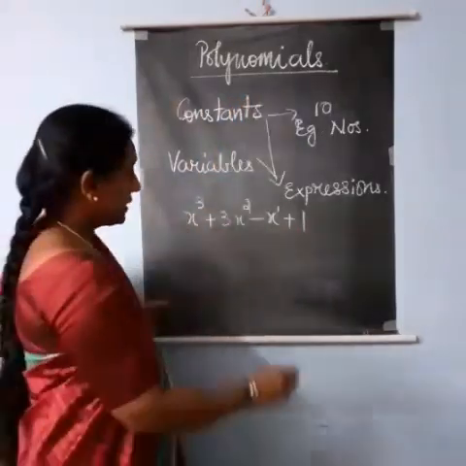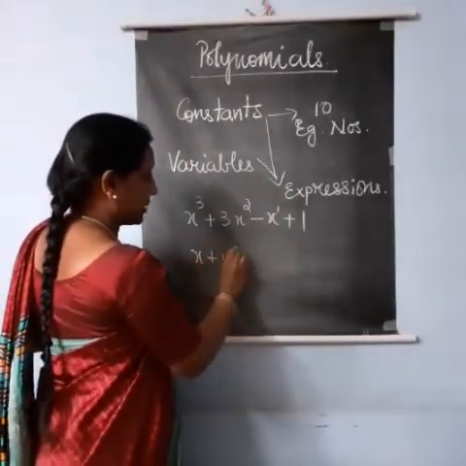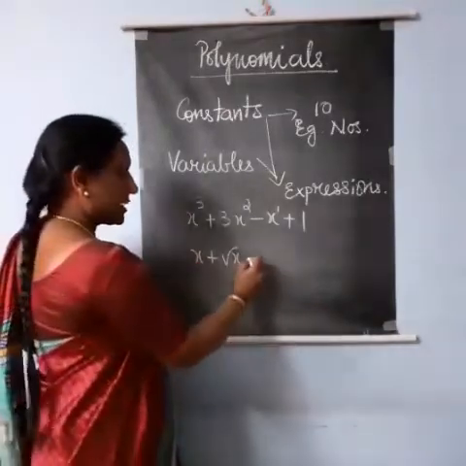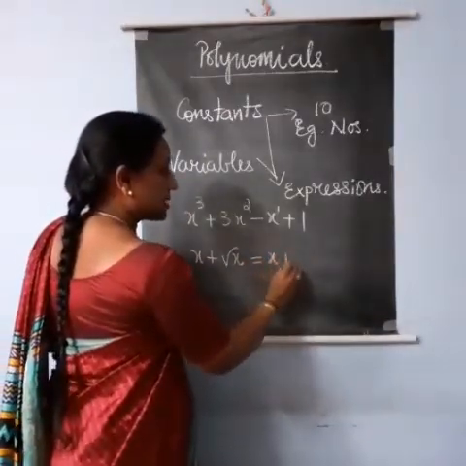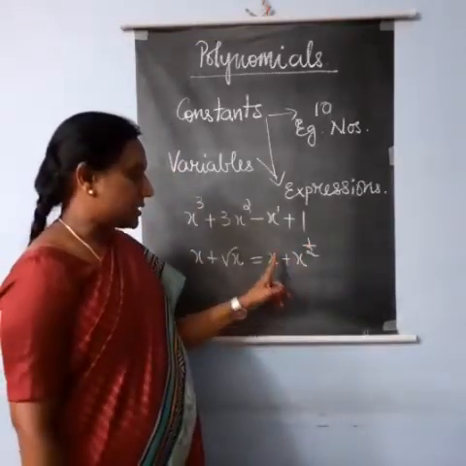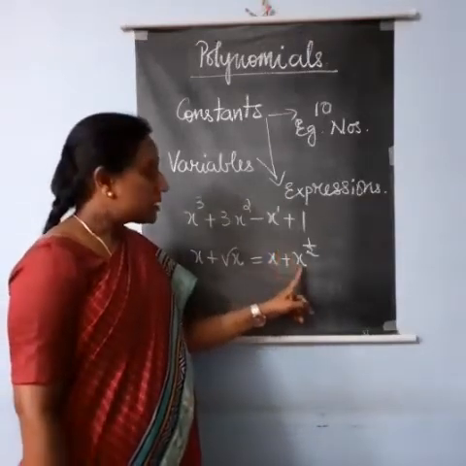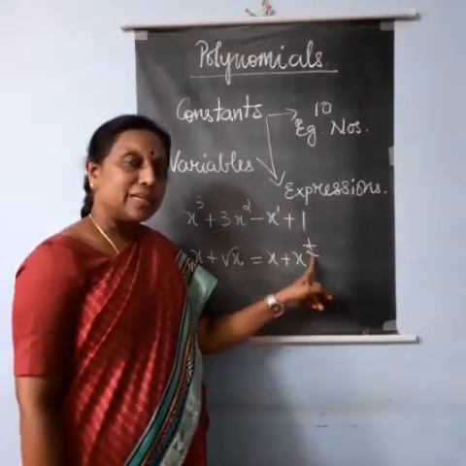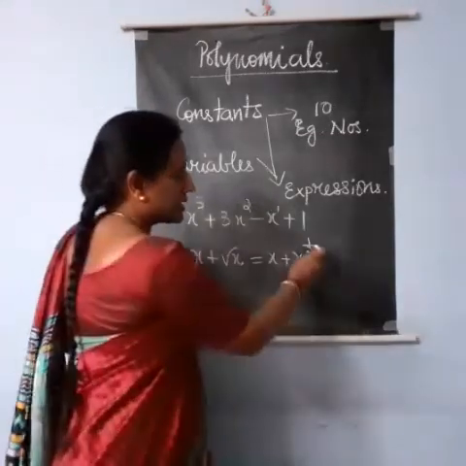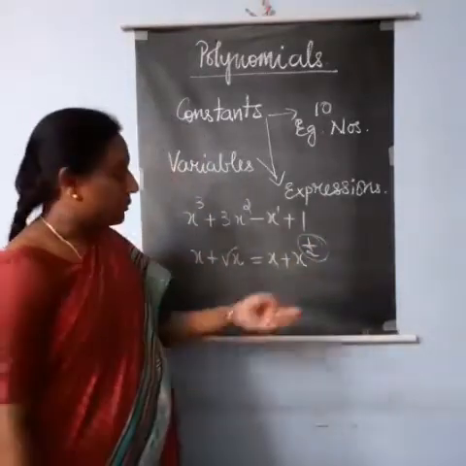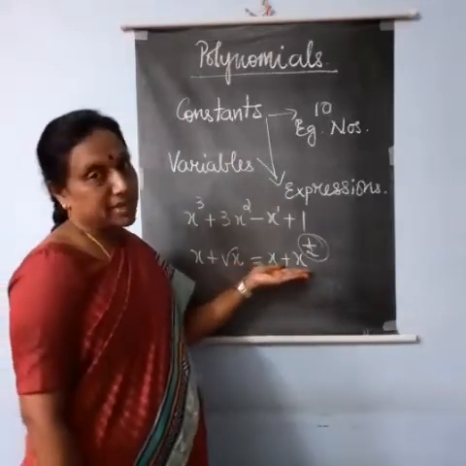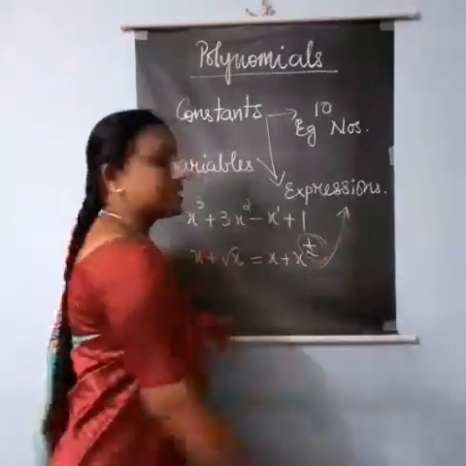Understand? Now for example, you take this x plus root x. Now, do you think this is a polynomial? Let's check. What is x plus root x equal to? x plus x power half. So, what is the power of x here? It is 1, which is a whole number. What is the power of x here? Half. Is that a whole number? No, it is a fraction. So, when this happens, x plus root x will not be a polynomial, but it will only be an expression.